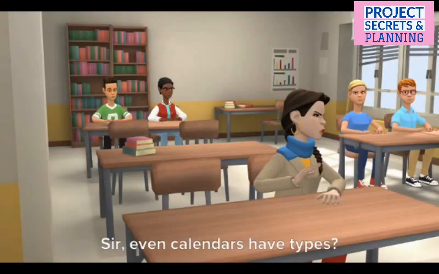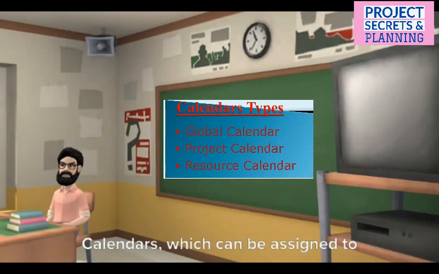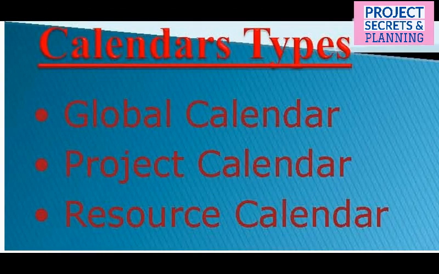Sir, even calendars have types. Yes, dear. But this classification is based on their assignment. Calendars which can be assigned to activities and resources are categorized as global, while project calendars can only be assigned to activities. Similarly, resource calendars are assigned to resources only.